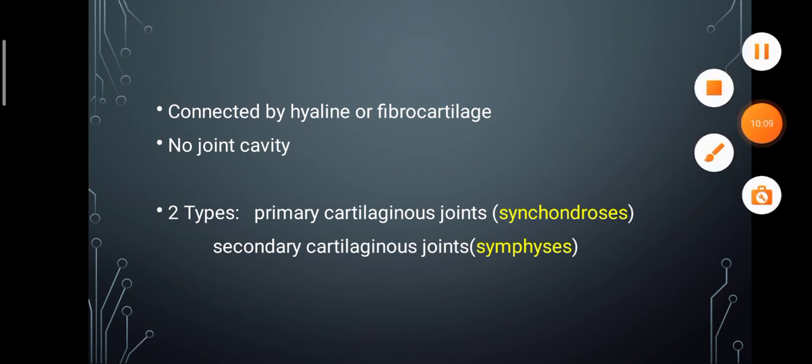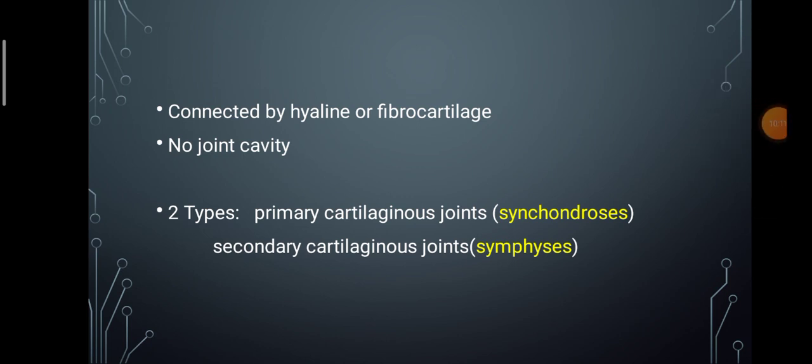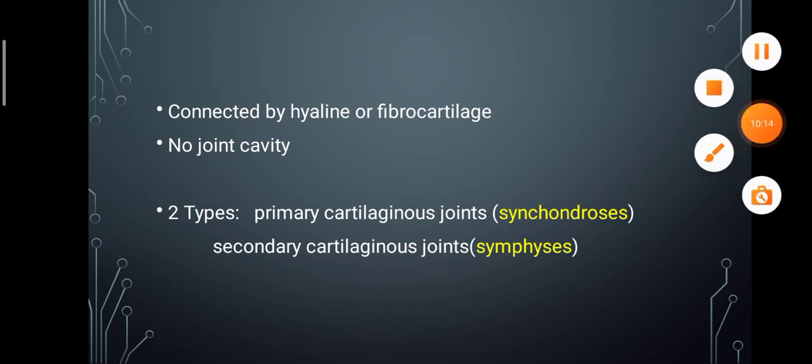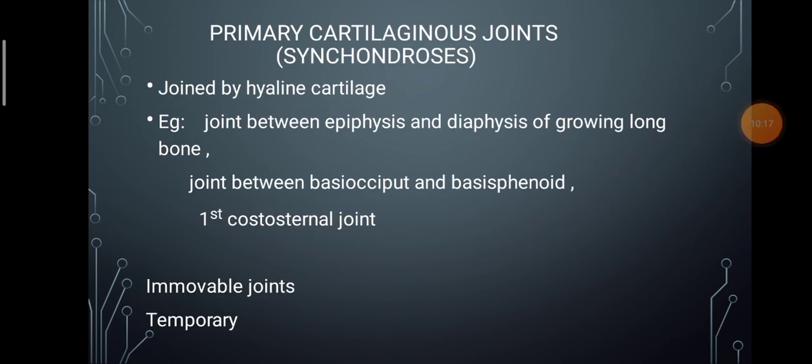Primary cartilaginous joint is otherwise known as synchondrosis. Secondary cartilaginous joint is otherwise known as symphysis. In the primary cartilaginous joint, two bones are united by hyaline cartilage. Examples are the joint between epiphysis and diaphysis of a growing long bone, the joint between basi-occiput and basi-sphenoid, and the first costosternal joint, that is between the first costal cartilage and the sternum. These are immovable joints, as you already know.